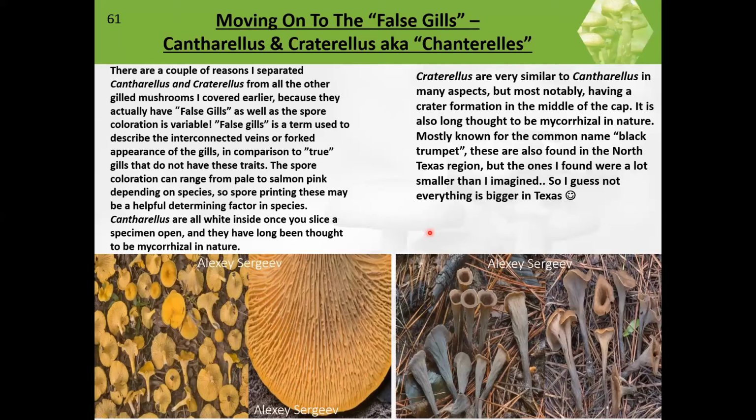So notably, as I said, the crater formation in the middle of the cap for Craterellus is very important. It is long thought to be mycorrhizal, and the black trumpet is this one right here. I guess it's named for having the cratered indentation in the middle.